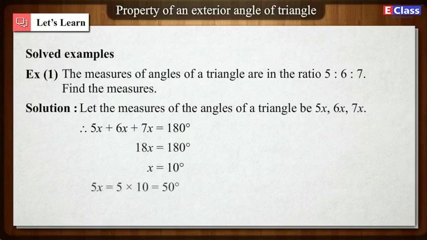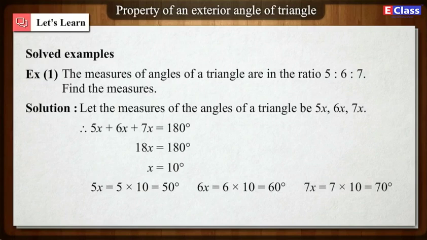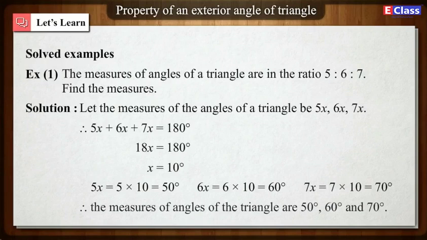5x is equal to 5 multiplied by 10, which is equal to 50 degrees. 6x is equal to 6 multiplied by 10, which is equal to 60 degrees. 7x is equal to 7 multiplied by 10, which is equal to 70 degrees. Therefore, the measures of angles of the triangle are 50 degrees, 60 degrees and 70 degrees.